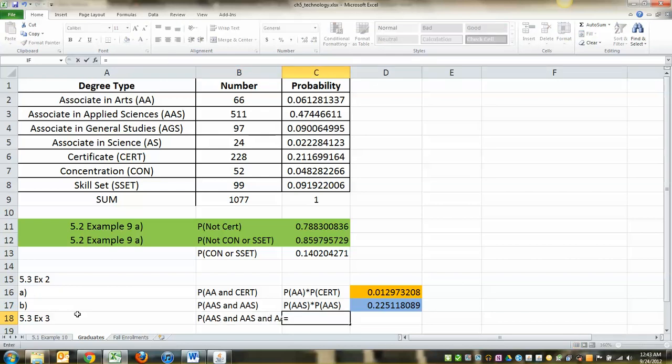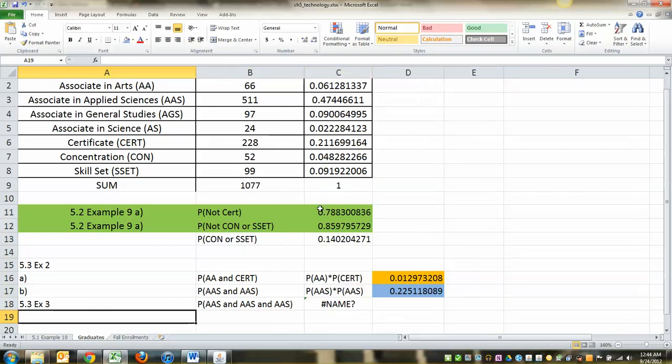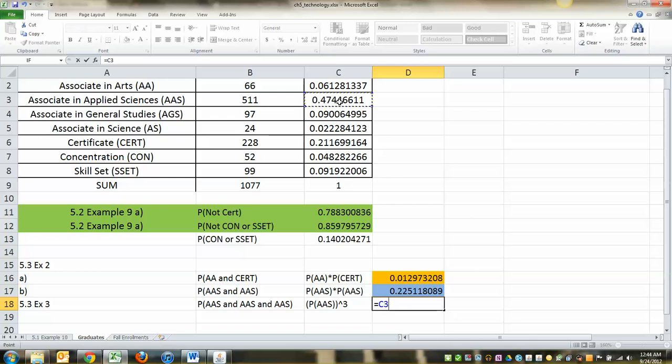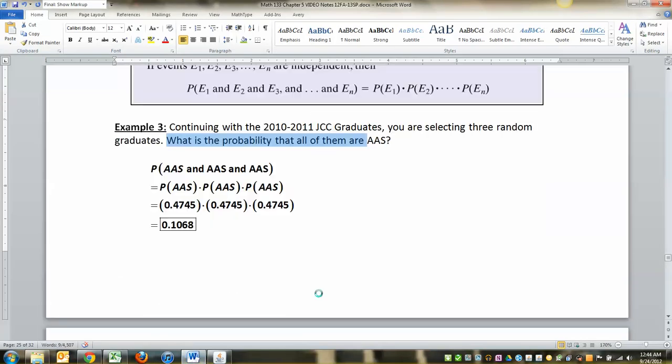Well, that's equal to the probability of AAS to the 3rd power, because there's 3 of them. Oops, it's not going to like me there. I put the equal sign, and that's why. It doesn't like equal signs with all letters like that. It doesn't know what to do. All right, so where's the AAS? Right here, to the 3rd power. 0.1068, which hopefully is what I typed up before. All right, I'm going to save it. Go over here. Yep, 0.1068. Cool. And what if there were 4?